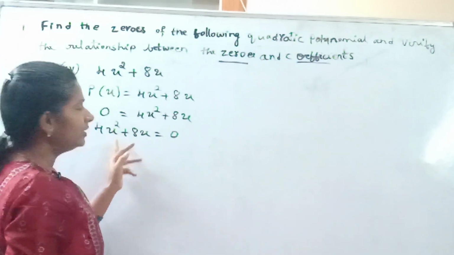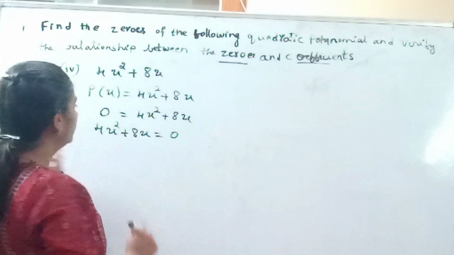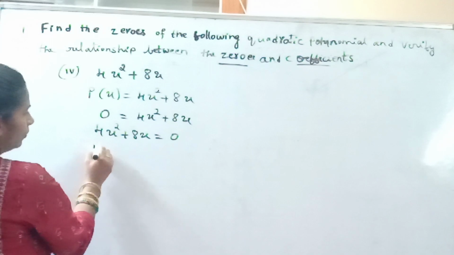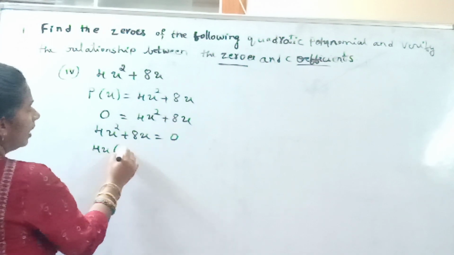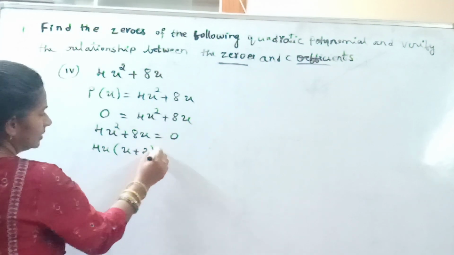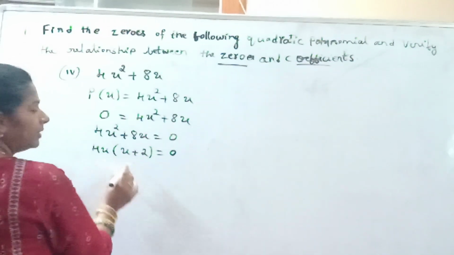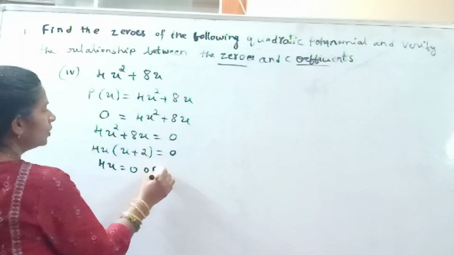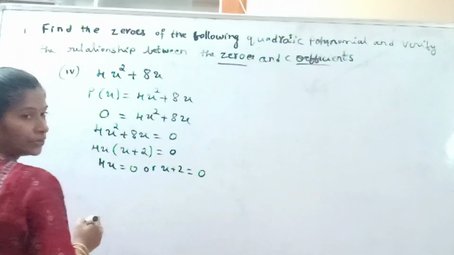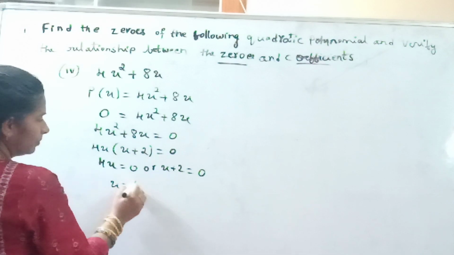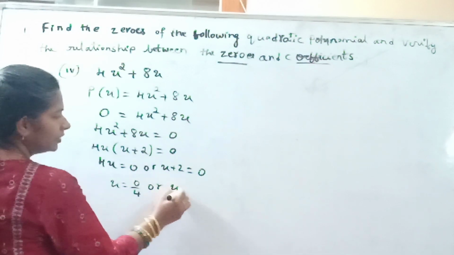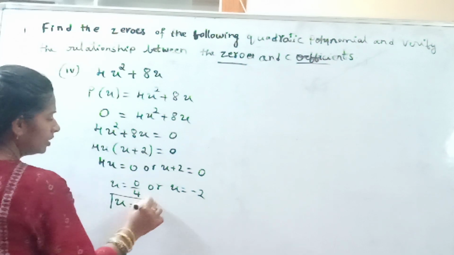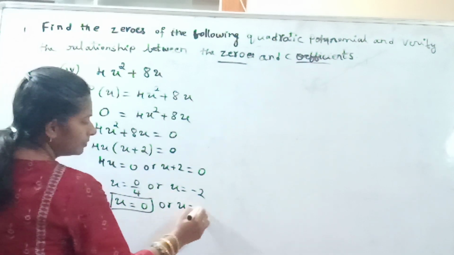Now we have to find its u value. So 4u square plus 8u. In these two terms, take 4u as common, and u plus 2 inside the bracket. Let us apply the zero product rule, that is 4u is equal to 0 or u plus 2 is equal to 0. So u value is 0 by 4 or u value is minus 2. So 0 by 4, u value is 0, or u value is minus 2.